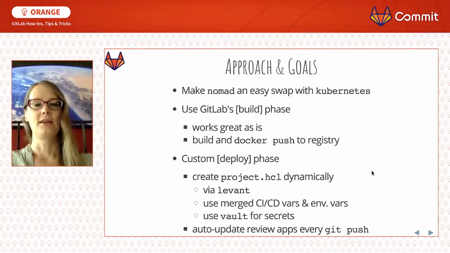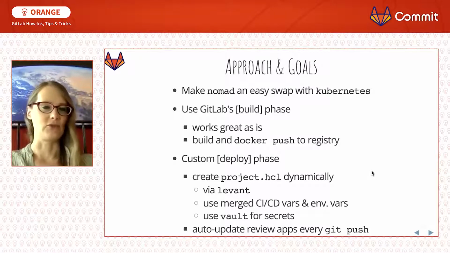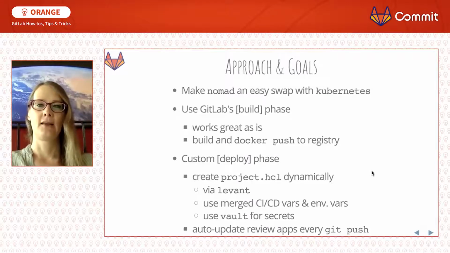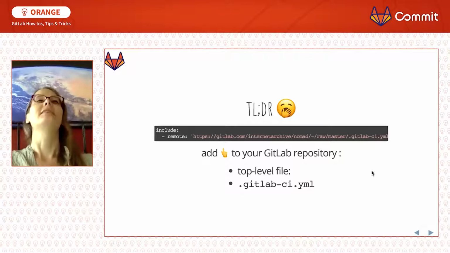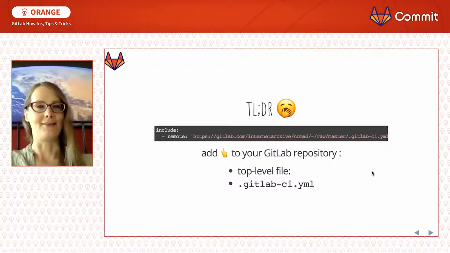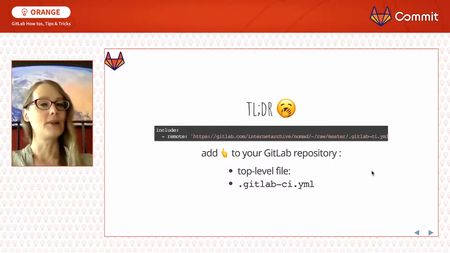So the goal is every time you do a git commit and a git push, just update your review app. All right, so that might be a lot. You might be like, I'm really bored, Tracy. Can I get out of this talk? Yes, you actually could get out of this talk if you really wanted to right now. Two lines, if you really want to, just the bare minimum, you can include this and you're pretty much going to be good to go.